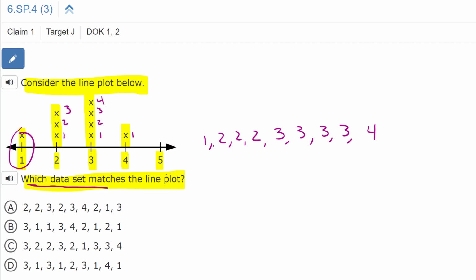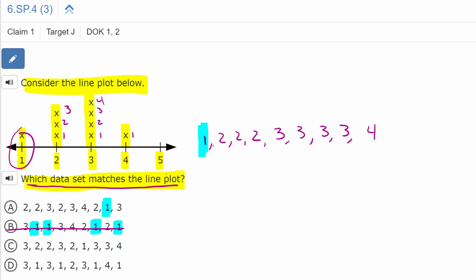So which data set matches the line plot? What we know is there's 1 1 and there's 1 4. So I'm going to look at the 1s right now. In this data set right here, on that first data set, there is only a 1. The next data set for B, there's 4 1s, so that does not match. So B isn't going to work.